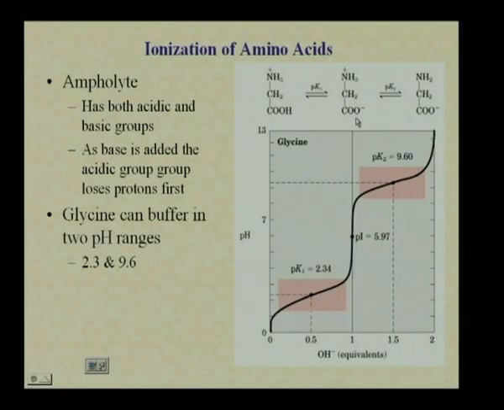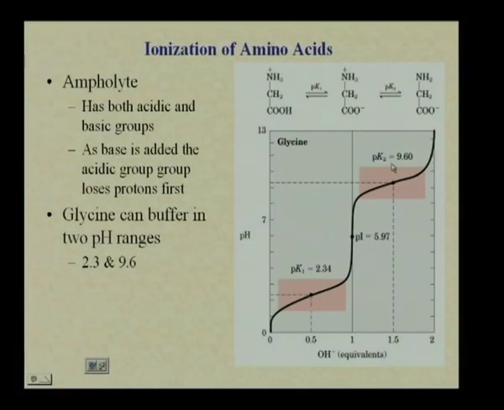I keep on adding OH minus. As I add OH minus further now, what is going to happen? At some point, I am going to lose the amine proton. The NH3 plus has to lose its proton when I cross its pK2. Say, I am at pK1 where I have equal amounts. As I keep on adding OH minus now, I have more A minus than HA, right.